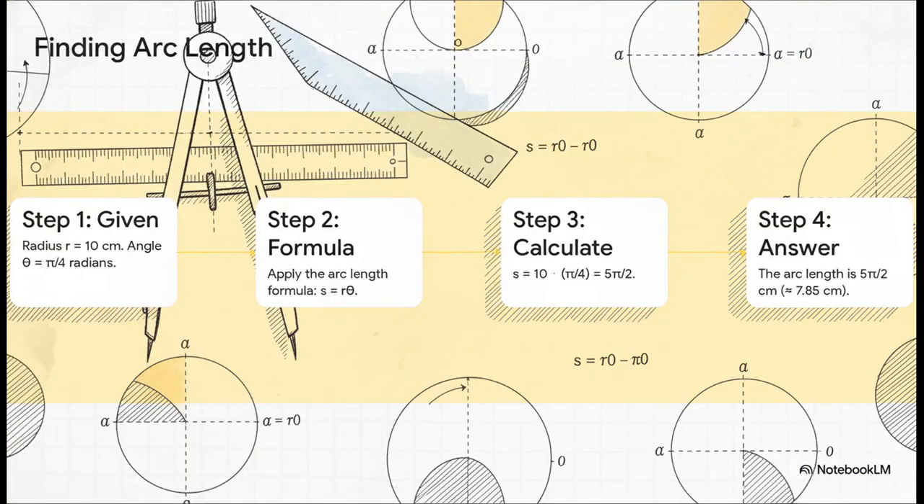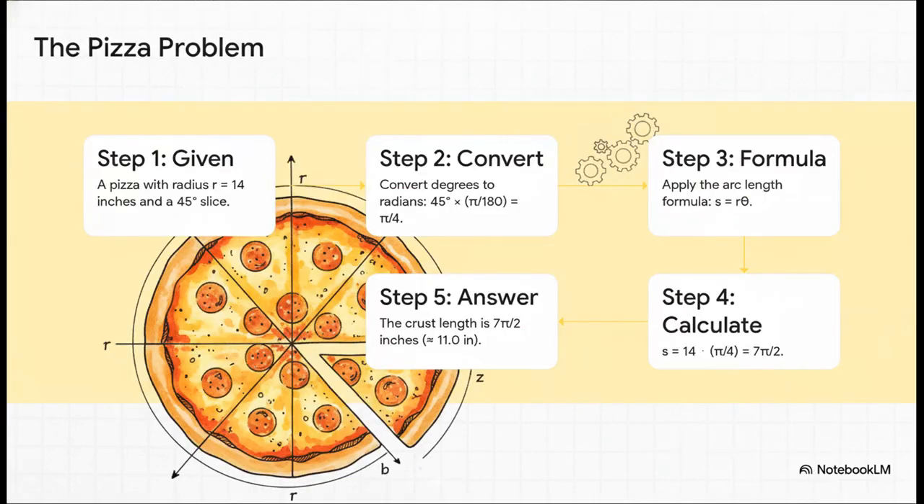Let's start with a really basic one. We've got a radius of 10 centimeters and an angle of pi over 4 radians. We literally just plug those values straight into our formula. s equals 10 times pi over 4. That gives us an arc length of 5 pi over 2 centimeters, which is about 7.85 centimeters. Simple as that.